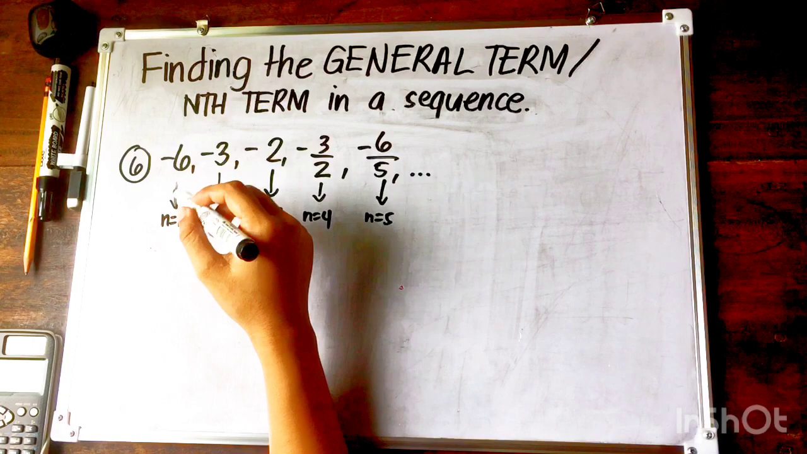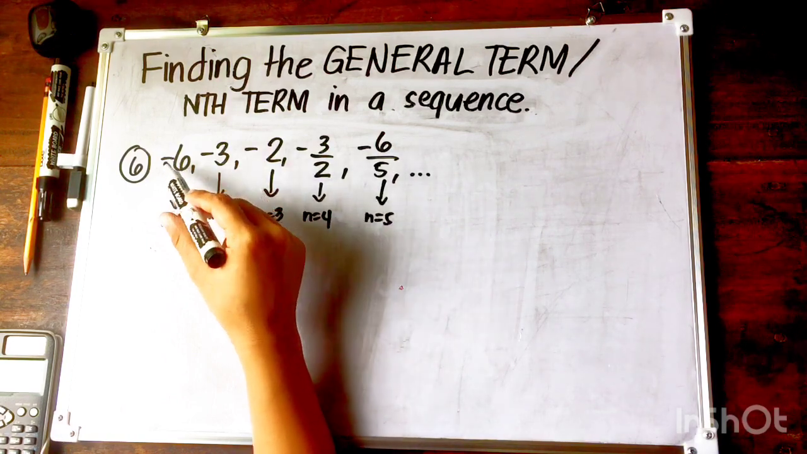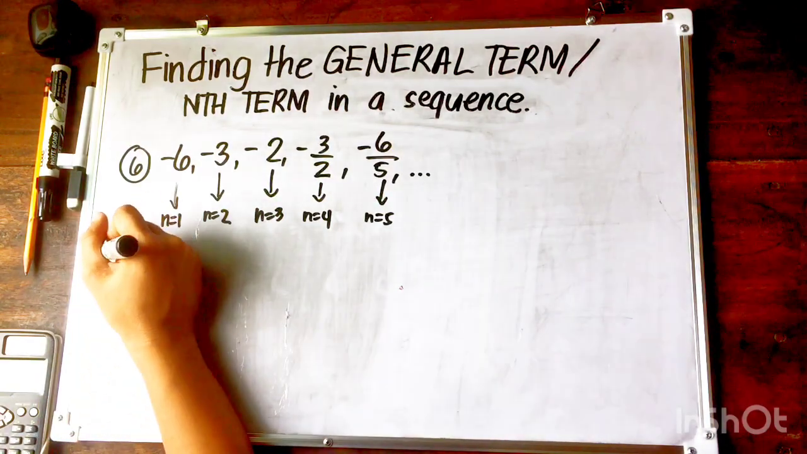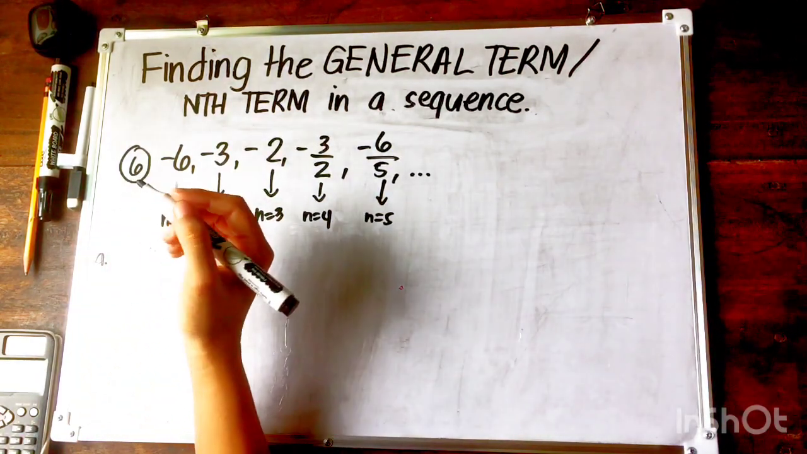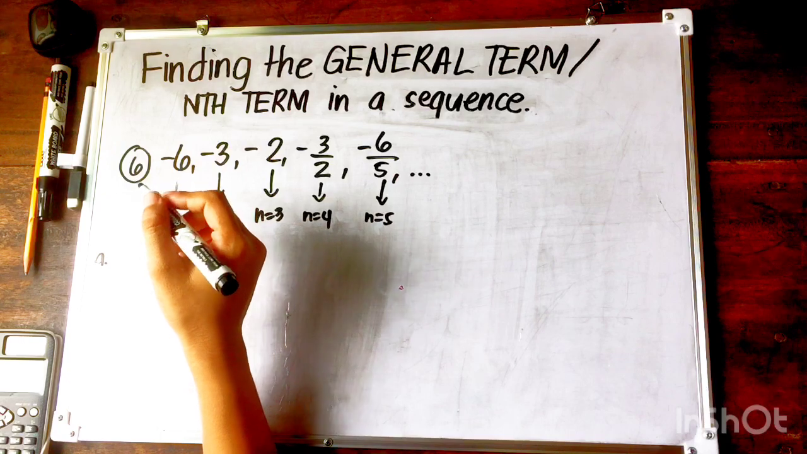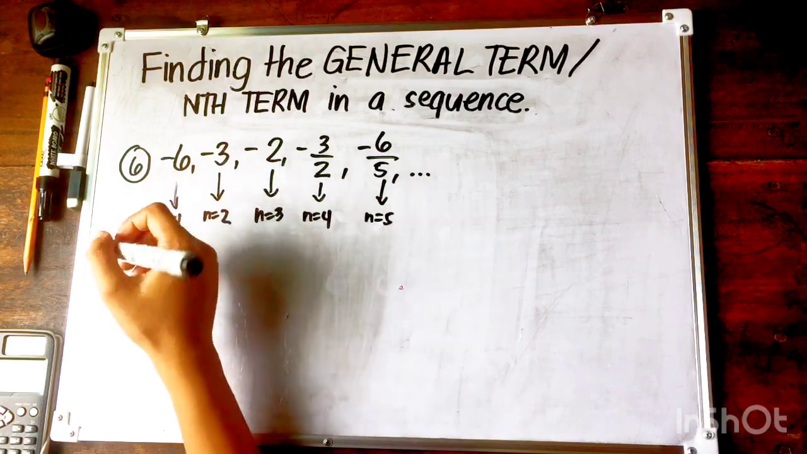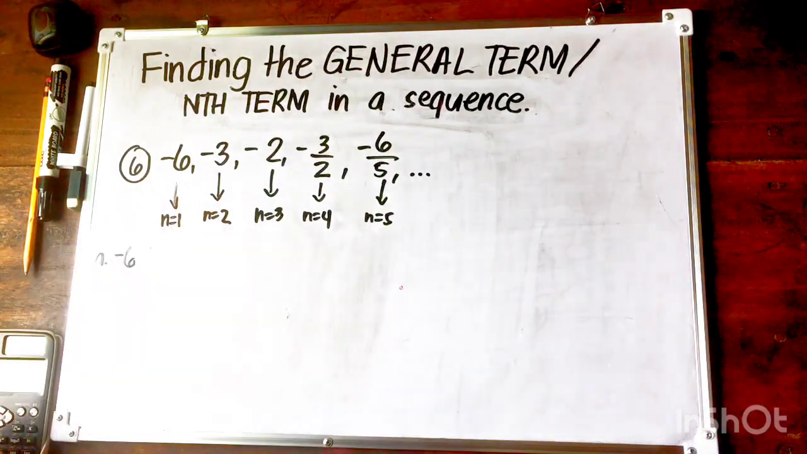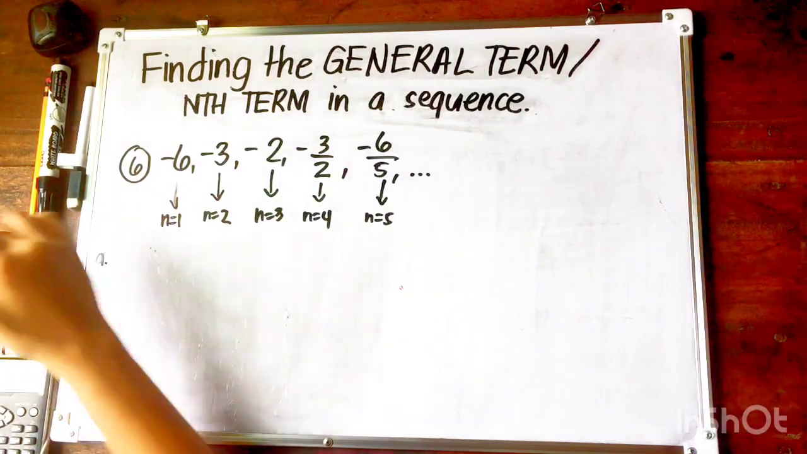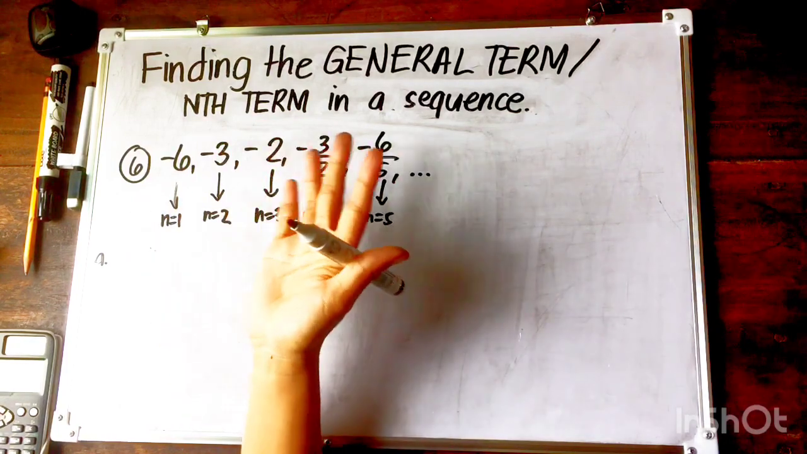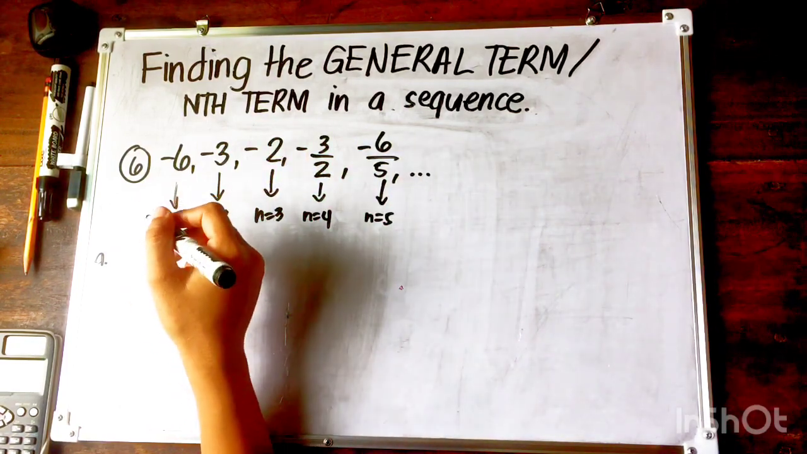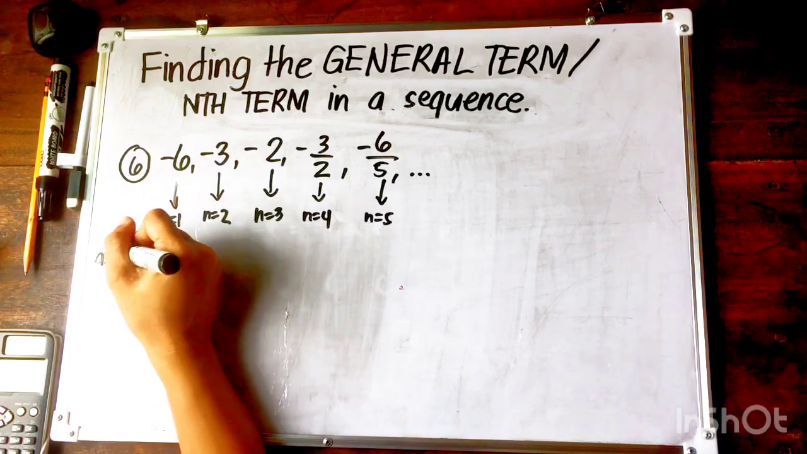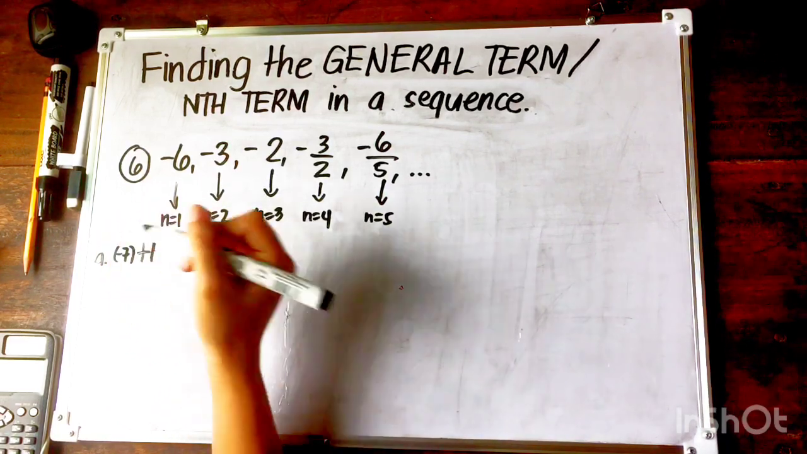So, in this case, how can we write negative 6 in terms of 1? Okay, so madaming paraan to, class. So, I'll show you some ways. Now, let's have, for example, negative 6. We can write negative 6 in terms of addition. Okay, so in terms of addition, ano yung i-add natin kay 1 para maging negative 6? So, that is negative 7.